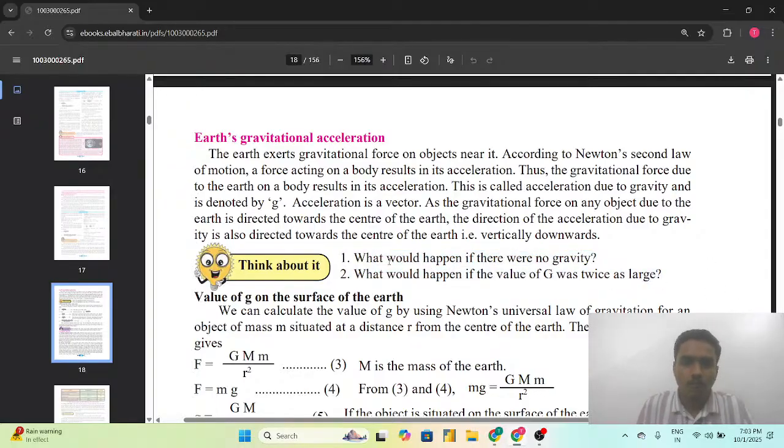So let us see what would happen if there were no gravity. If there is no gravity, then what will happen? What will happen if the value of g was twice as large?